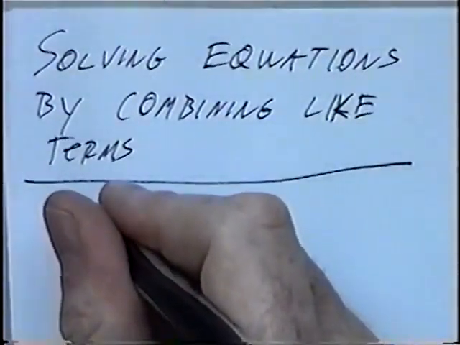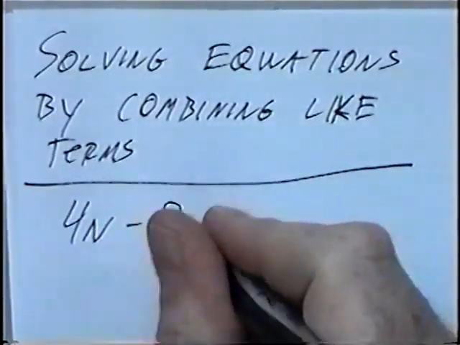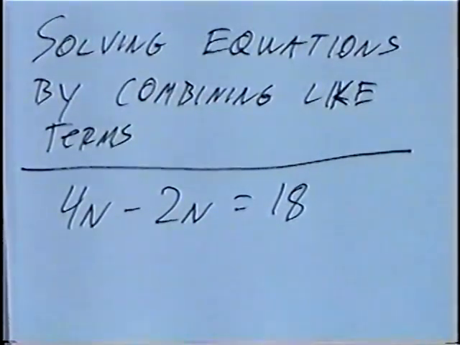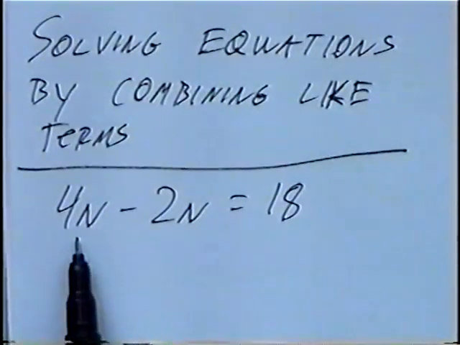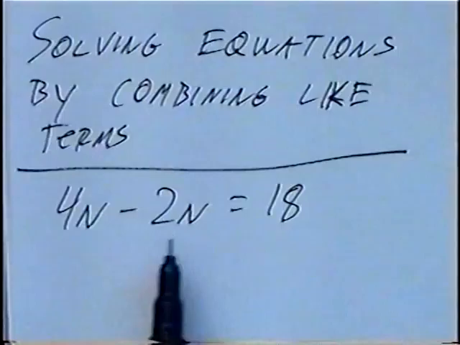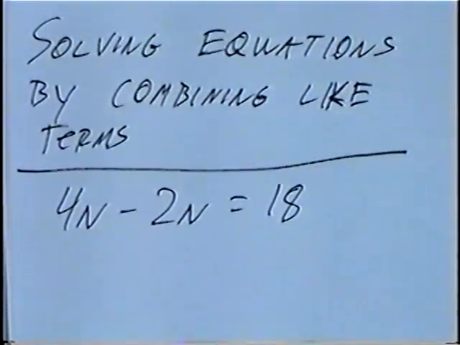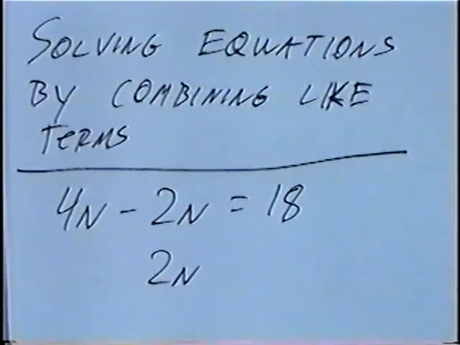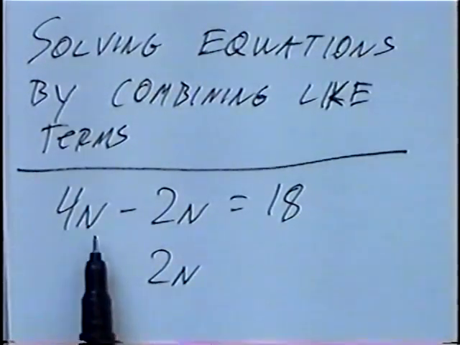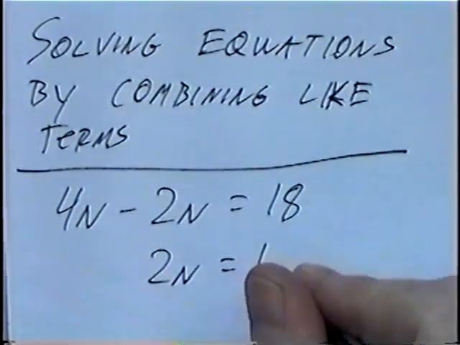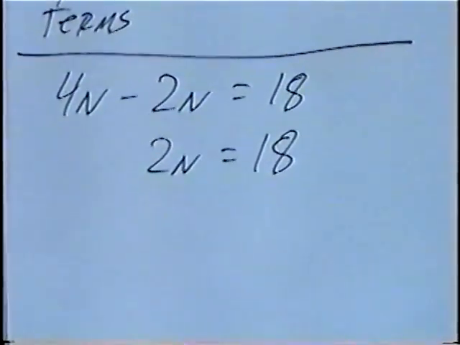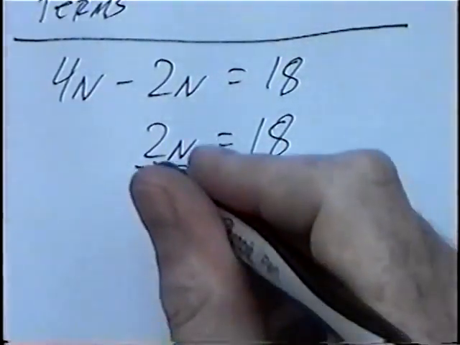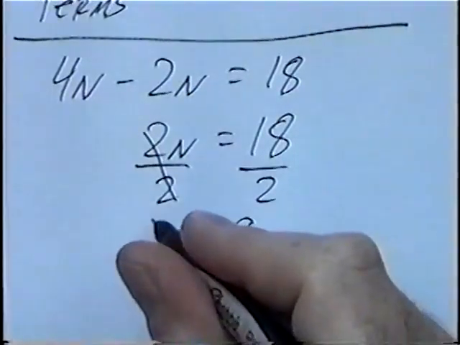First equation is 4n minus 2n equals 18. At the beginning of this question, we have like terms. Again, like terms are the same variable with the same exponent. 4n minus 2n, if we combine those, would be 2n. 4 minus 2 would be 2, and the variable stays the same. So 2n equals 18. And last step, to get rid of the 2, we can divide by 2. And n is equal to 9.